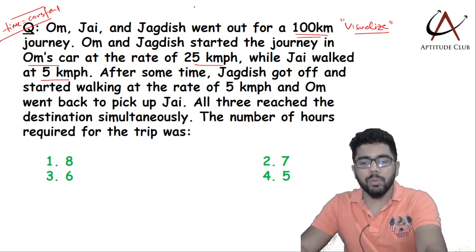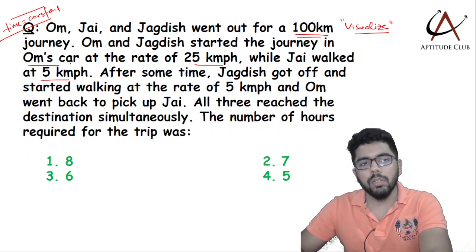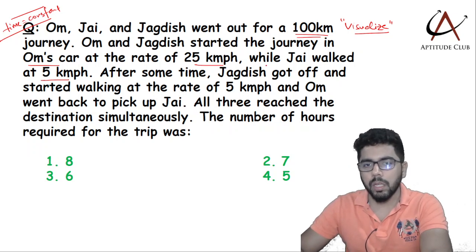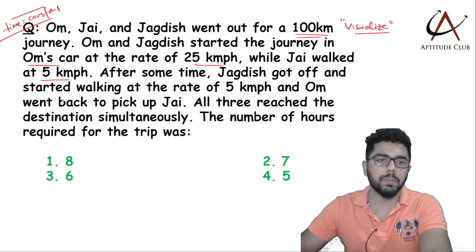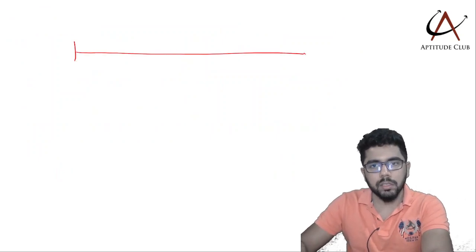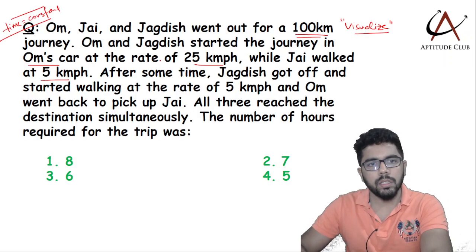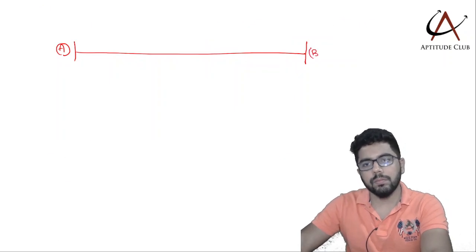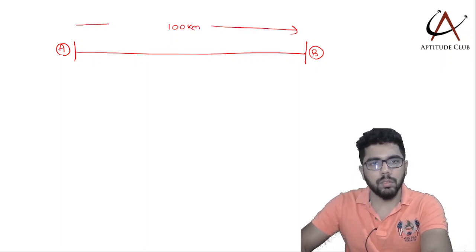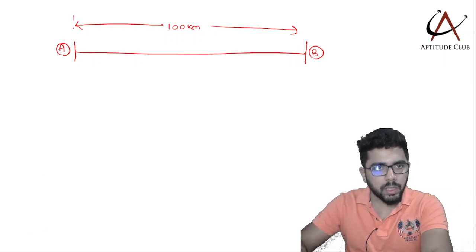So let us try and put whatever we have read so far, that Om and Jagdish started the journey in Om's car at the rate of 25 km per hour, while Jay walked at 5 km per hour. Let us say this is my entire journey, and they are traveling from point A to point B. This distance is 100 kilometers, point A to point B. All three of them are starting from this point.